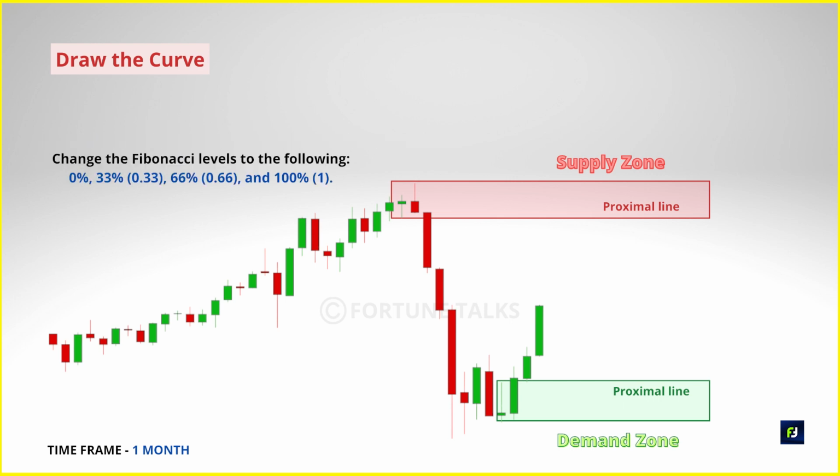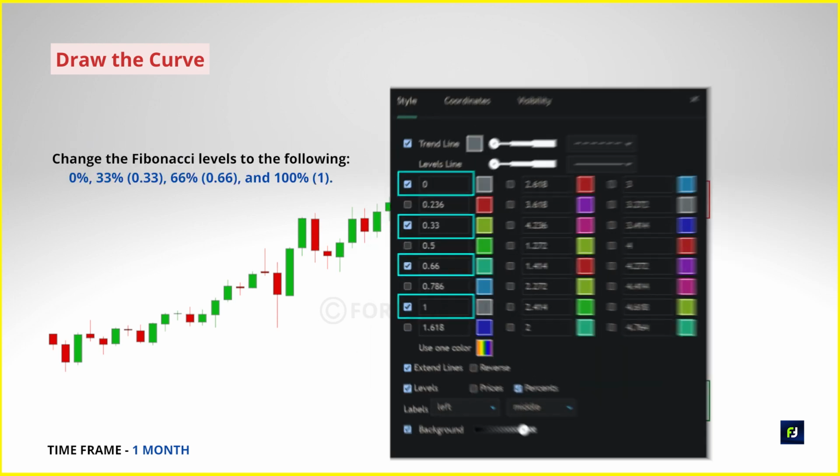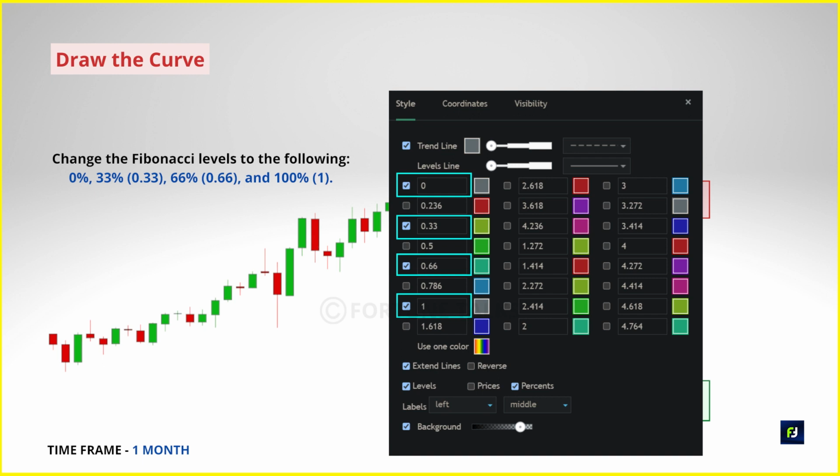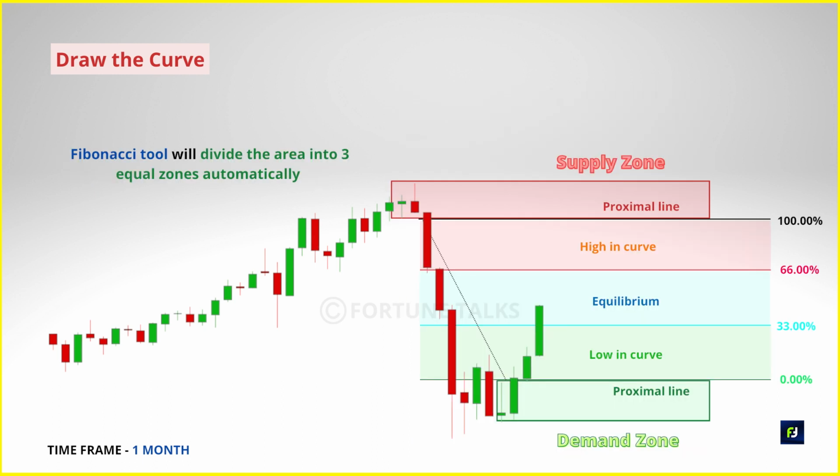To draw the curve areas using the Fibonacci tool, you have to modify the settings to get exactly 3 equal areas on the chart. So all you have to do is to change the Fibonacci levels to the following, that is 0%, 33%, 66% and 100%, and you can uncheck all other levels. Now that you have changed the Fibonacci settings, you can draw the curve from the proximal line of the supply zone to the proximal line of the demand zone. The Fibonacci tool will divide the area into 3 equal zones automatically. I hope things are clear.